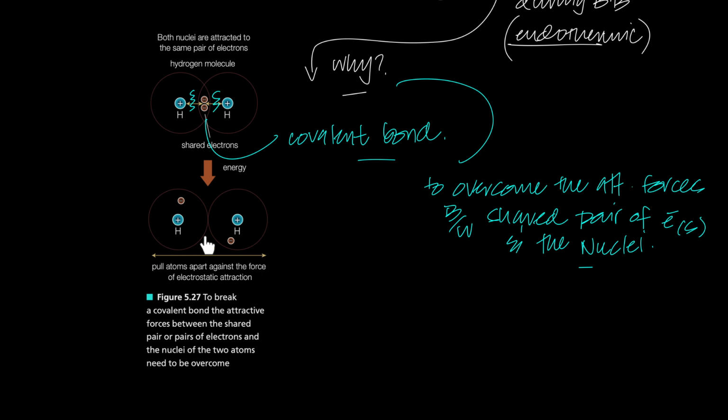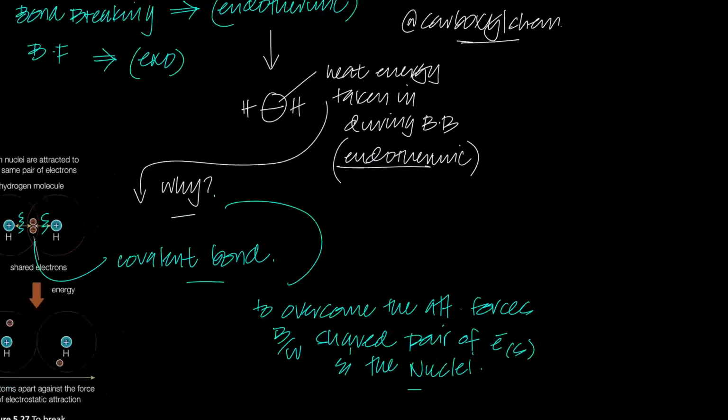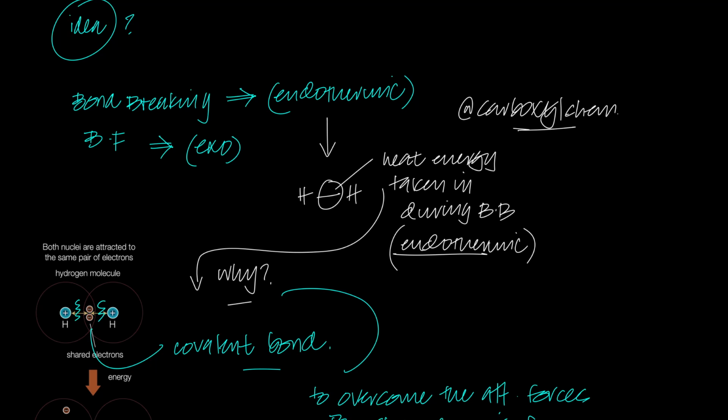And in order to pull these atoms apart against the force of attraction right here, you need to take in heat energy. See, to break a covalent bond, the attractive forces between the shared pair or pairs of electrons and the nuclei of the two atoms need to be overcome, right? So that's the basic idea of why bond breaking is an endothermic process, because you need to take in the heat energy to break the attractive forces between the shared pair of electrons between two atoms and its nuclei, right?